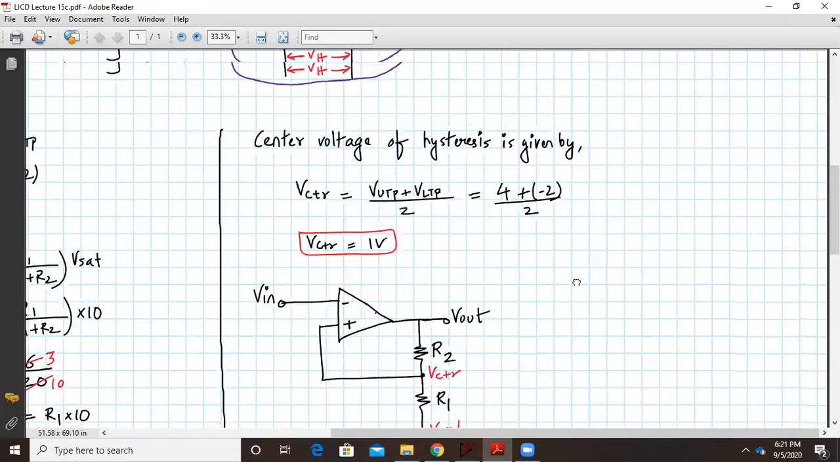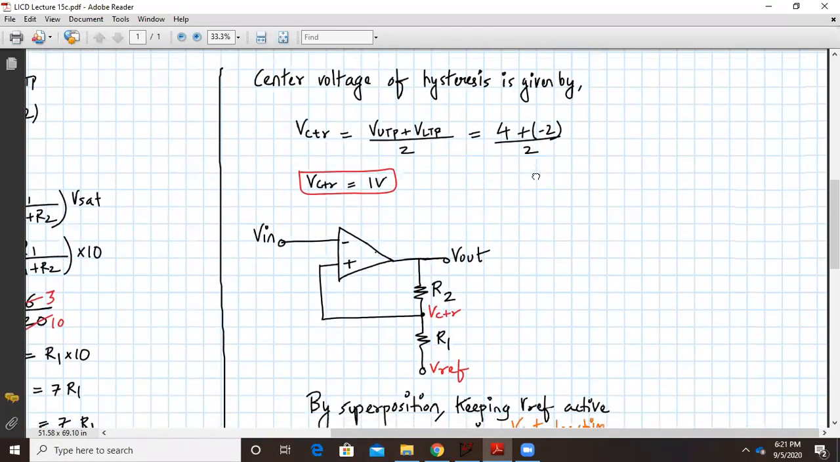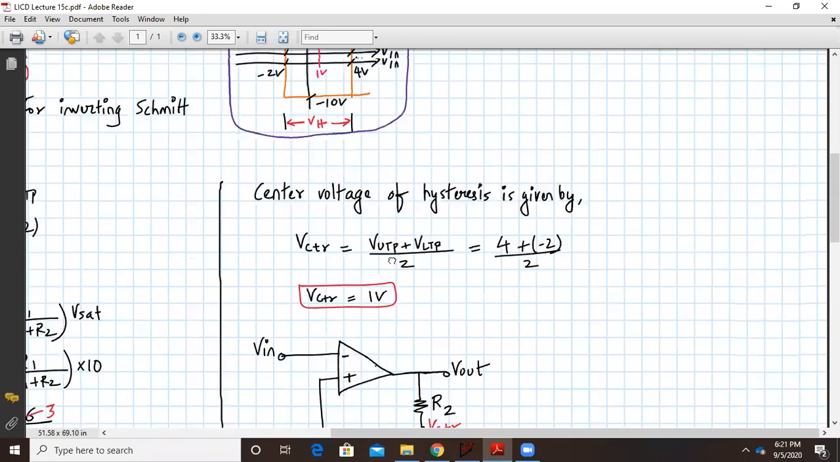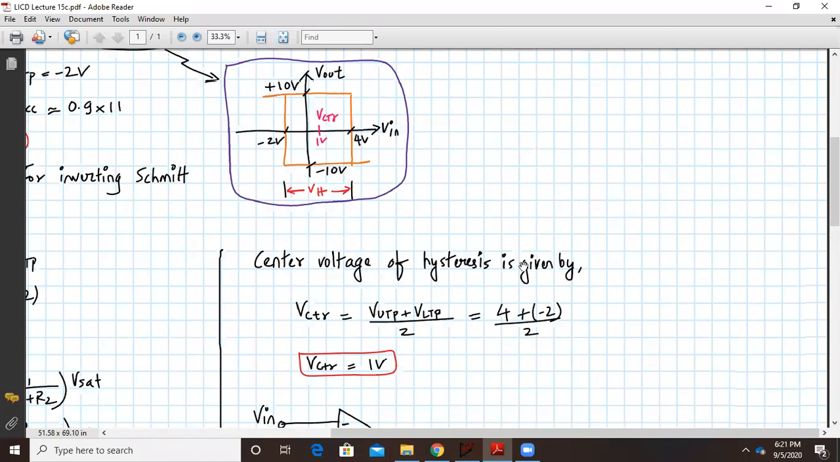So we have got the design, but we have to design for the asymmetric case, that is, VUTP and VLTP should be different. For that, the center voltage of the hysteresis is given by the formula VUTP plus VLTP divided by 2. That is the center of the hysteresis width. So that will be 4 minus 2 upon 2, which is 1 volt. So around 1 volt, this hysteresis curve is symmetric. That is the center point.